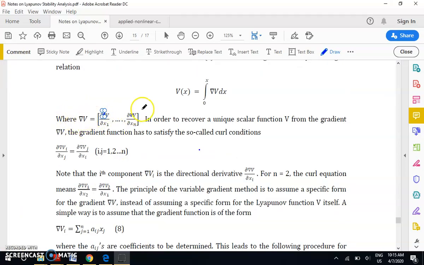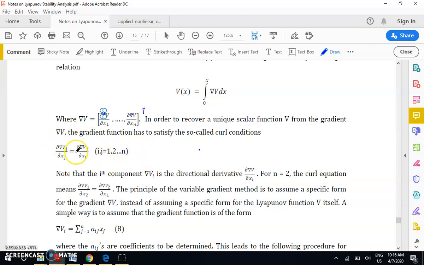The gradient of V is a column vector: ∂V/∂x1, ∂V/∂x2, and so on up to ∂V/∂xn. So it's a column vector. Now in order to recover a unique scalar function V from the gradient, we have to ensure a condition called the curl condition. This curl condition is ∂/∂xj of ∇Vi should be equal to ∂/∂xi of ∇Vj.